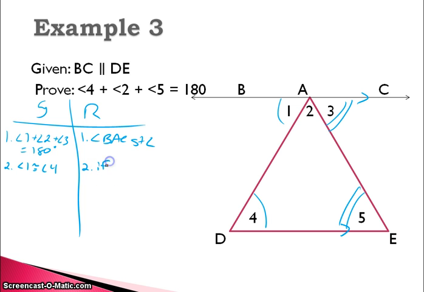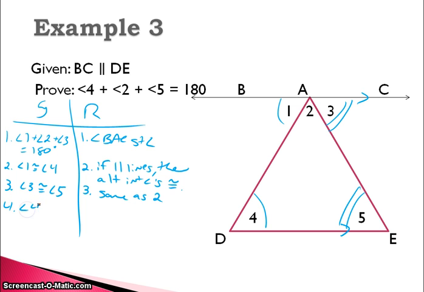So we have, if parallel lines, then alternate interior angles congruent. Or you can say parallel lines imply alternate interior angles congruent. Similar idea. I have that angle 3 is congruent to angle 5. The reason is the same as the previous one. And lastly, through substitution, I will say angle 4 plus angle 2 plus angle 5 equals 180. And I'm done.